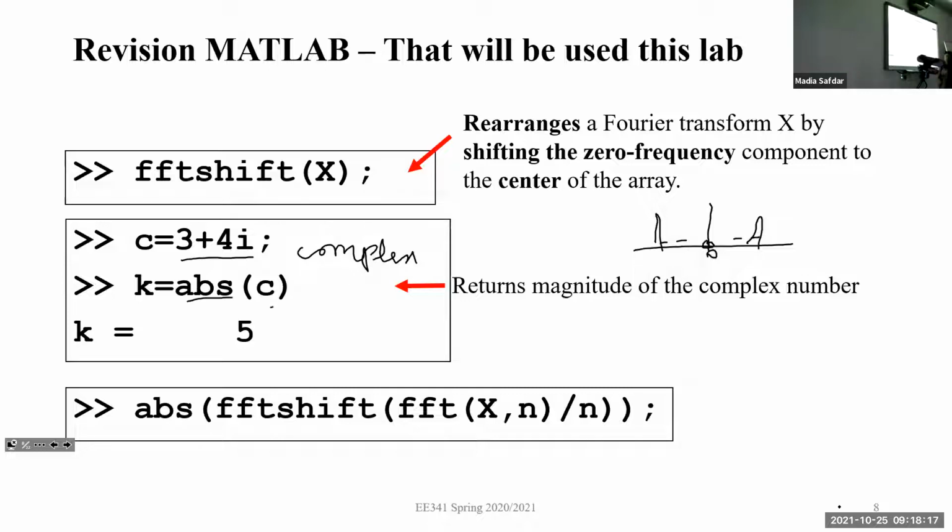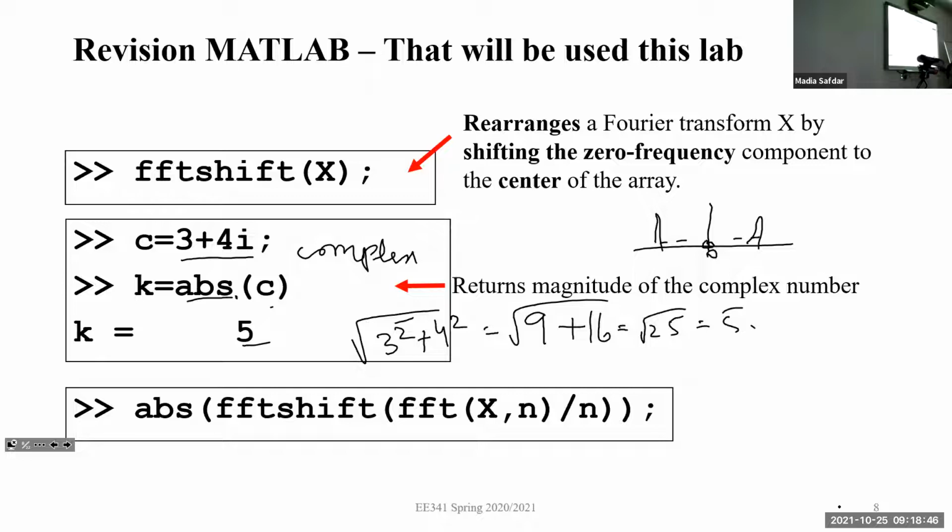ABS of C, what will it do? In the previous class also I told you. It will give you the absolute number, the amplitude. How? MATLAB will do this: square root of 3 square plus 4 square, which is 9 plus 16, so square root of 25. So this will be 5. Internally, MATLAB is doing all these calculations and then just giving you the result. But at the back side, this code is written.